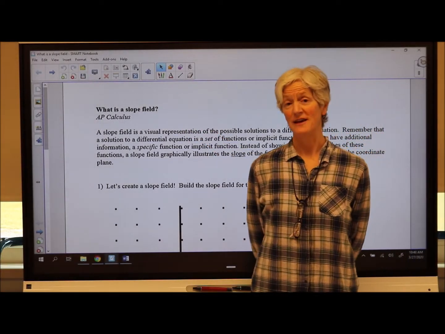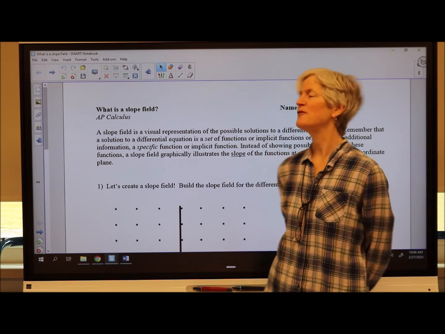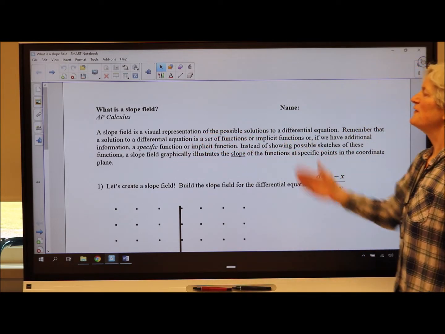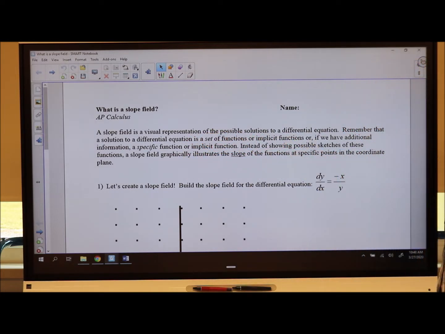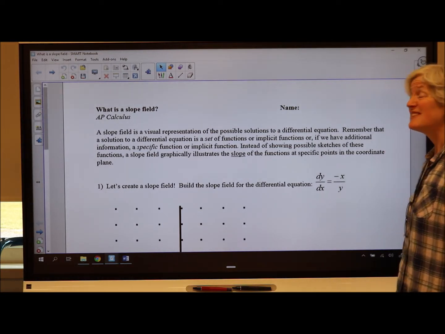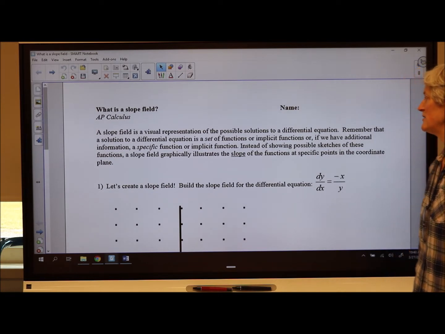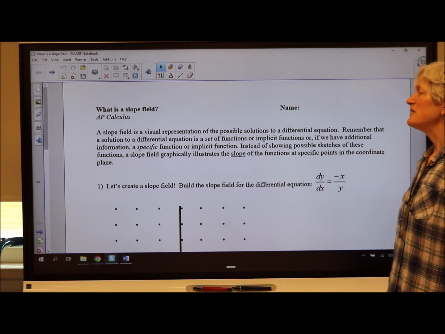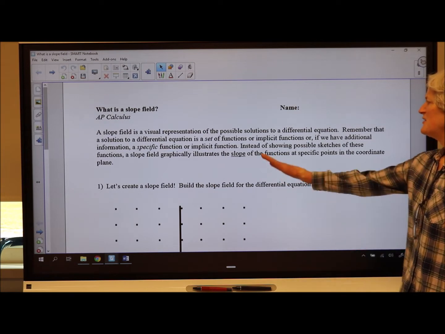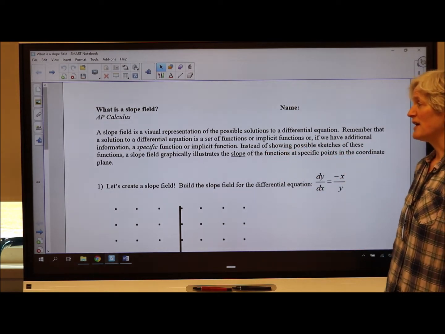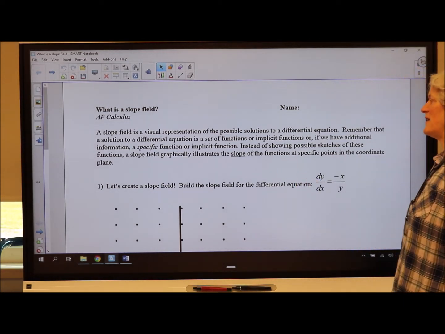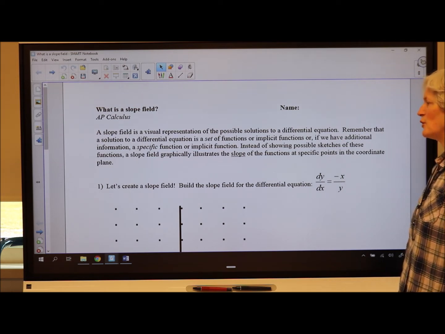What is a slope field? That's what we're going to talk about right now. A slope field is a visual representation of the possible solutions to a differential equation. Remember that a solution to a differential equation is a set of functions or implicit functions, or if we have additional information such as an initial value, a specific function or implicit function. Instead of showing possible sketches of these functions, a slope field graphically illustrates the slope of the functions at specific points in the coordinate plane.